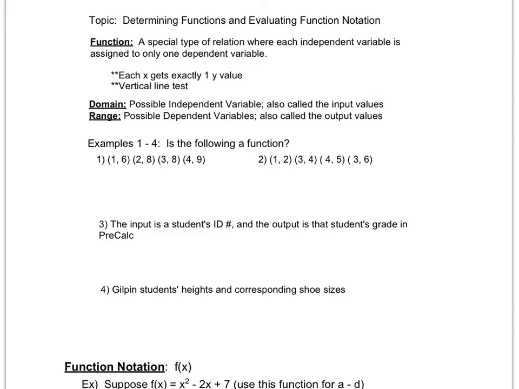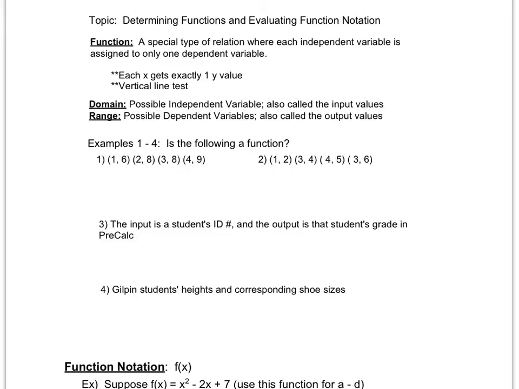So what does that mean? That means it's going to pass a vertical line test. So like I said, I know you've seen this before. We've talked about domain before. Remember, domain is all your possible independent variables. This is also often called your input values. The range is all your possible dependent variables, which again is also often called the output values.